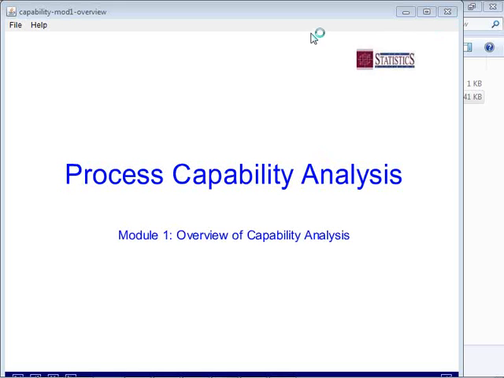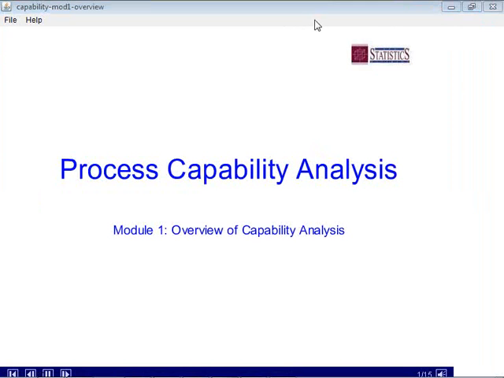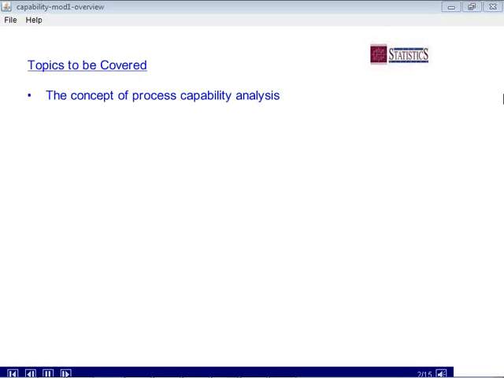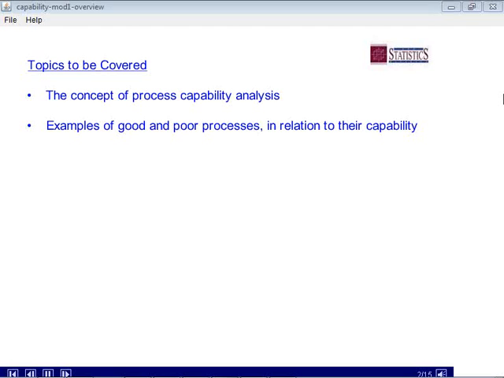Process capability analysis, and Module 1 is an overview of what capability analysis is all about. The topics that are going to be covered in this particular module: I'm going to talk about the concept of what process capability analysis is. We're going to look at examples regarding both good and poor processes when we're looking at them in relation to their productive capability.